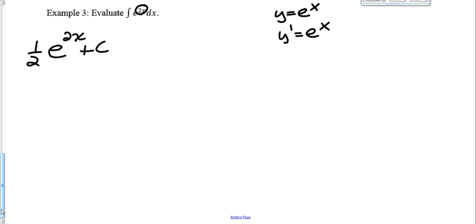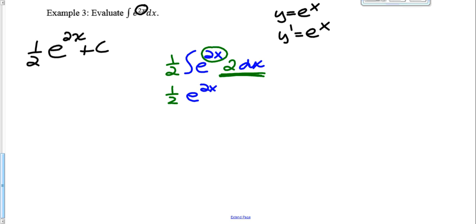To look at it another way, I have the antiderivative of e to the 2x dx. The derivative of the inside needs to be right here. And my inside is 2x. That derivative is 2. But again, I can't just randomly throw in a 2. I can only randomly throw in a 1. Multiplying by a 1 doesn't change anything. So if you look at this, the greens multiply to a 1, so everything's fine. The 1/2 stays. The antiderivative of e to the 2x is e to the 2x, and then add on your plus c. So whichever way you want to think about finding your antiderivative is fine.